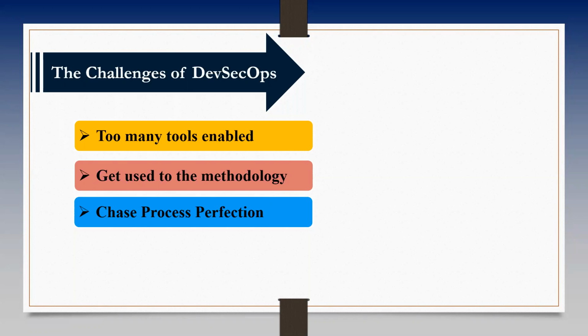Perfection is another challenge. Keep in mind that not all DevSecOps processes are perfect, but they improve over time. The team always seeks perfection, but this only causes more problems with more integrations or dependencies.